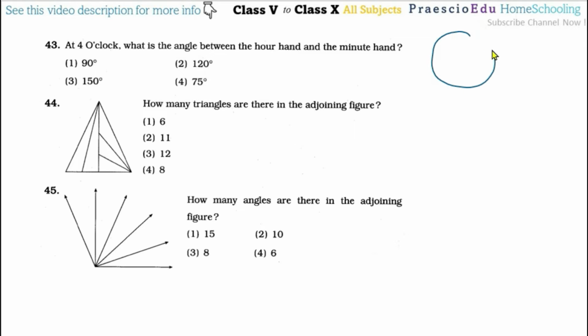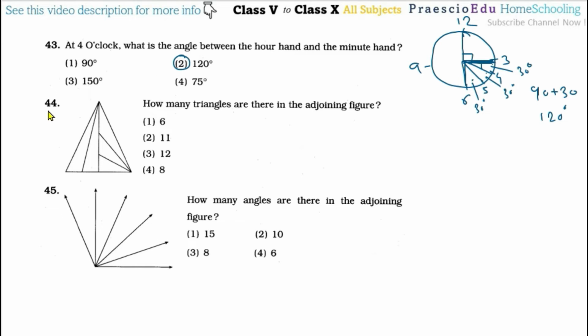Now in a clock, if you see, this is the 12, then 3, this is 90 degrees. Okay, then here the 6 and here the 9. So here two parts are there, 4 and 5, meaning this 90 degrees is divided into 3 equal parts. So 90 divided by 3 means this is 30 degrees. This one also 30 degrees and this one also 30 degrees. So this 90 degrees plus this 30 degrees, that is 120 degrees. So option number 2 is the correct one.